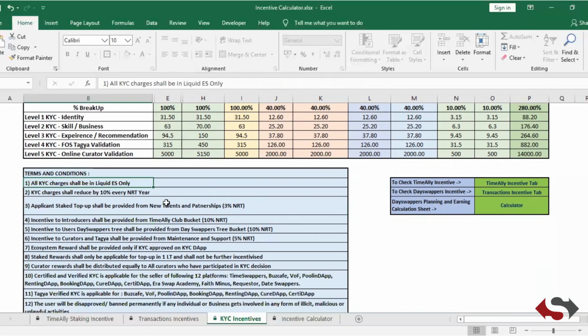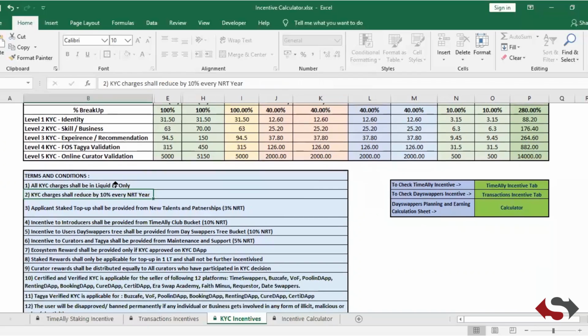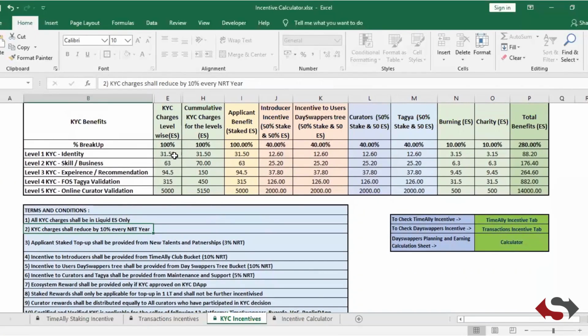So all KYC charges shall be in liquid only. KYC charges shall reduce 10% every NRT year. Since the rewards are also reducing 10%, so shall the KYC charges be reducing 10% every NRT year.